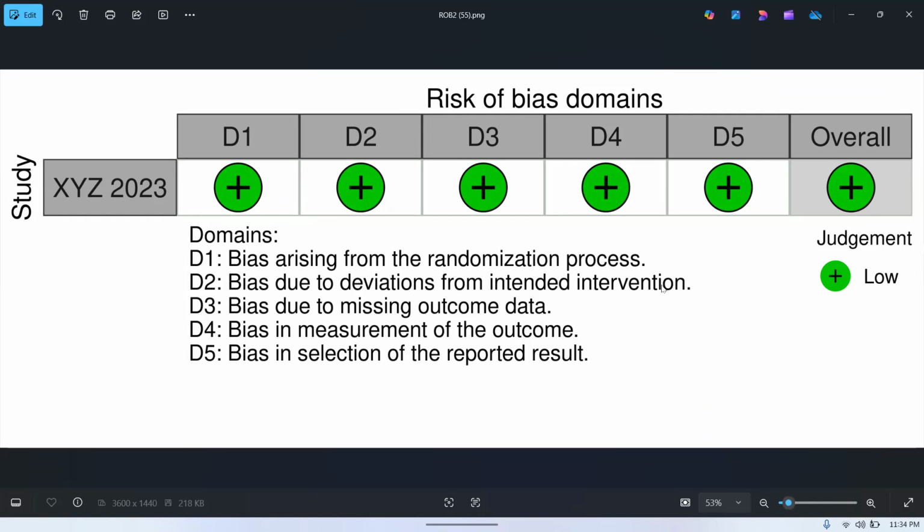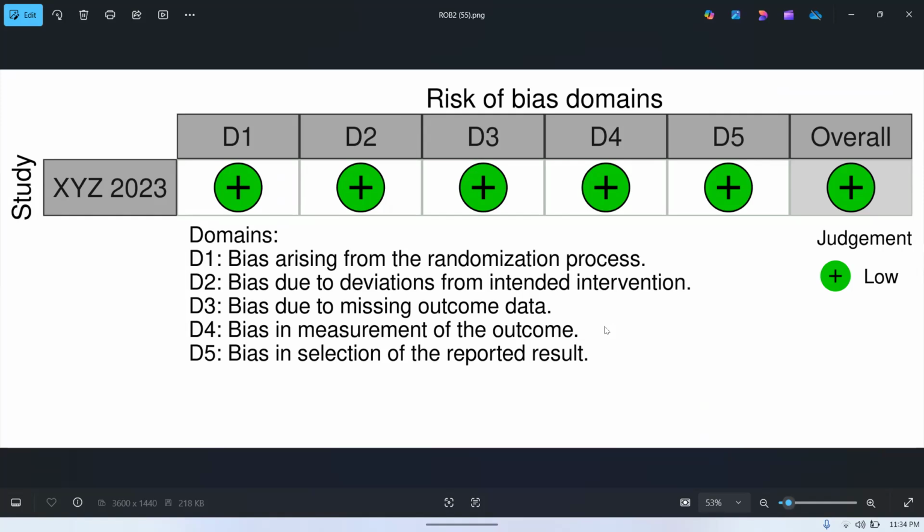Or let's say there are two some concerns. This one is some concern too, this one is some concern too. So what would you write? You would write rated it as some concerns due to concerns in bias due to deviation from intended intervention and bias in the measurement of outcomes.